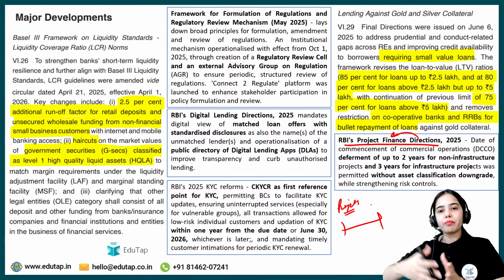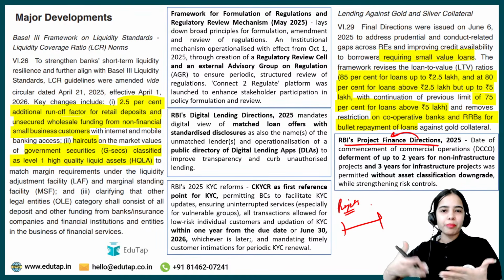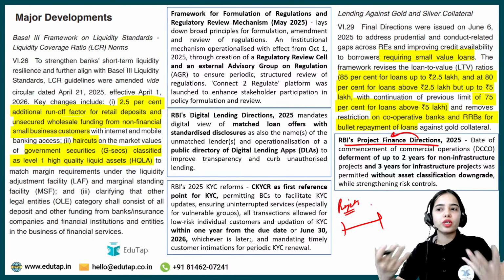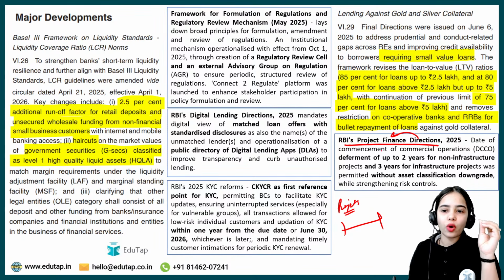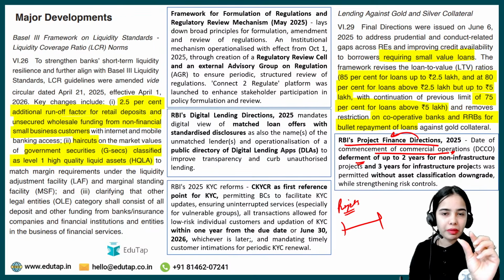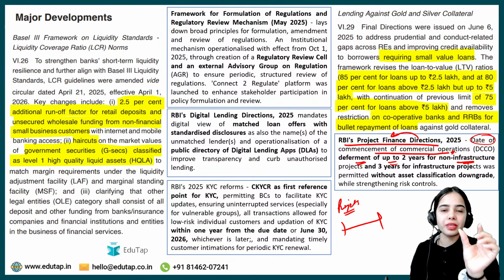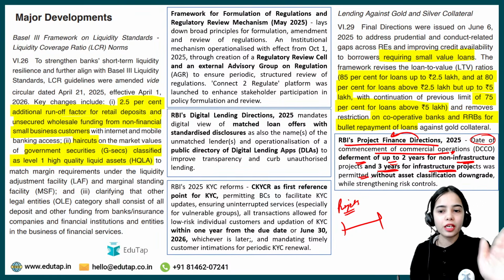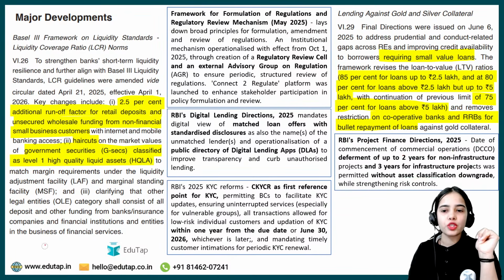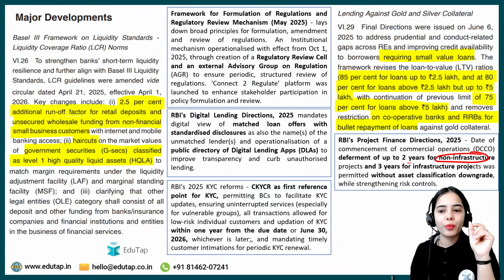So certain projects might differ or get delayed slightly because of natural conditions that cannot be stopped. So, regarding the date of commencement of commercial operations, deferment, a delay of up to 2 years for non-infrastructure projects, and deferment of the date of commercial operations if it is getting deferred for 3 years for infrastructure projects was permitted without asset classification downgrade, without considering the loan as NPA. Okay? So for non-infrastructure projects, how many years of deferment in the date of commencement of commercial operation? 2 years.